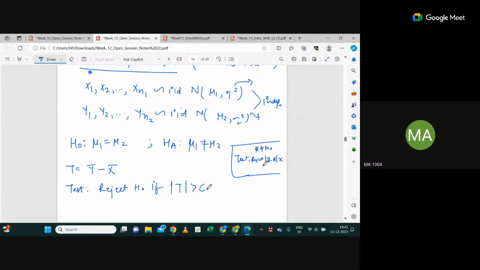In the single sample case, modulus of x bar minus mu is greater than some C, right? Here I have two samples, so I have defined one quantity. Let's say T is the difference y bar minus x bar, or you can say x bar minus y bar. At the end, we are taking modulus, so that will not affect. So let's go with y bar minus x bar. I will reject my H naught if mod of T is greater than some C.